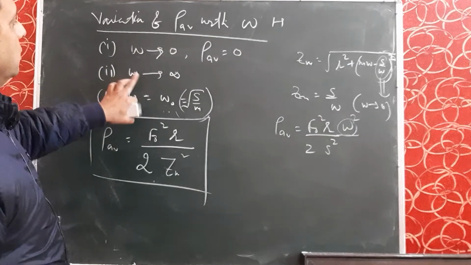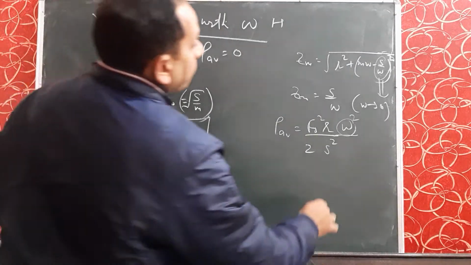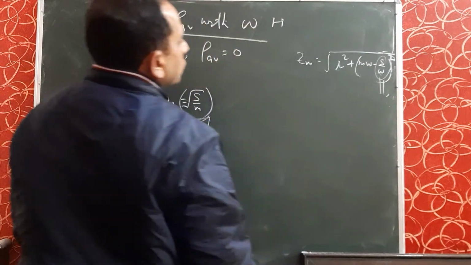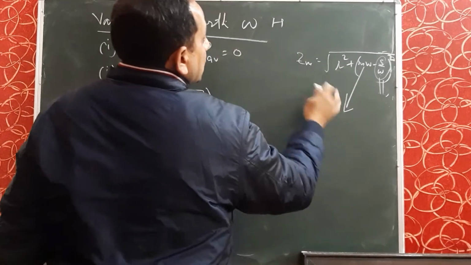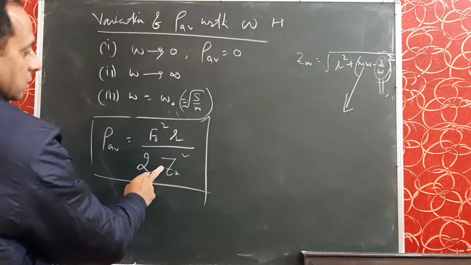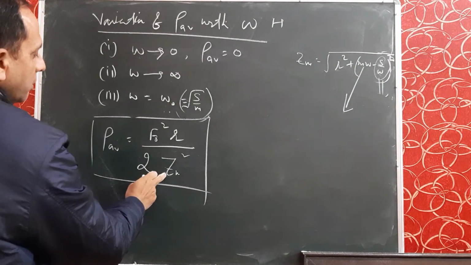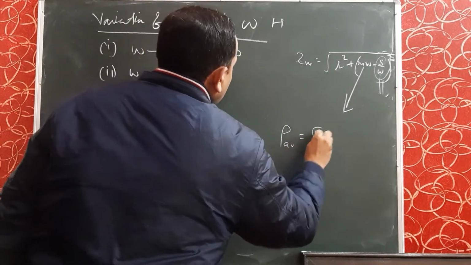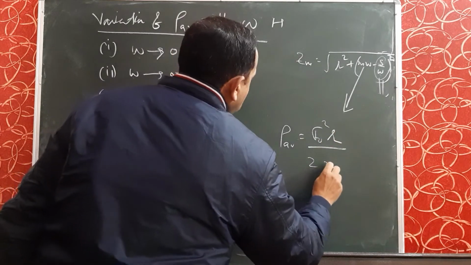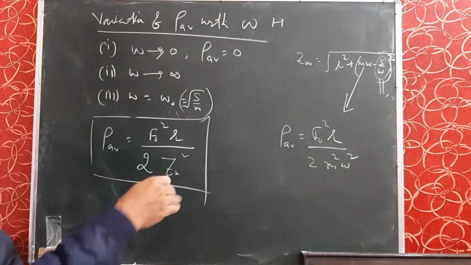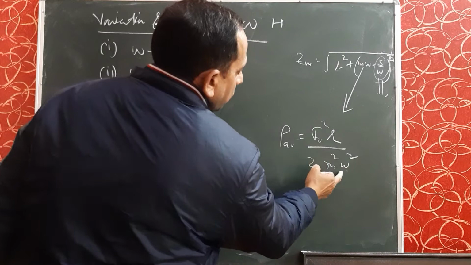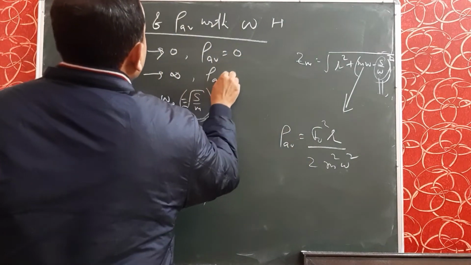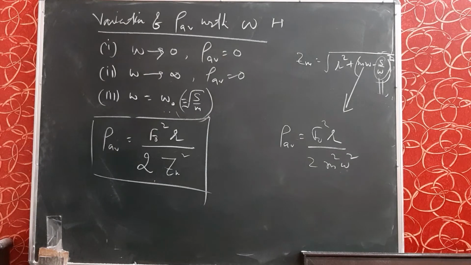Similarly, you may find it when omega tends to infinity. In the second case, when omega tends to infinity, the second term will dominate. So Zm is taken as m omega. So the average power becomes f0 square r upon 2 m square omega square. Again omega is there, so at last we put omega as infinity here. Something upon infinity becomes 0 again. So when omega tends to infinity, the average power again becomes 0.